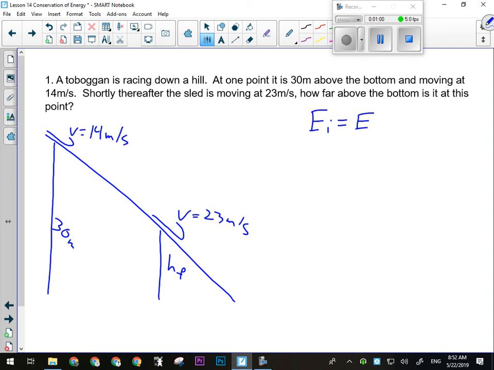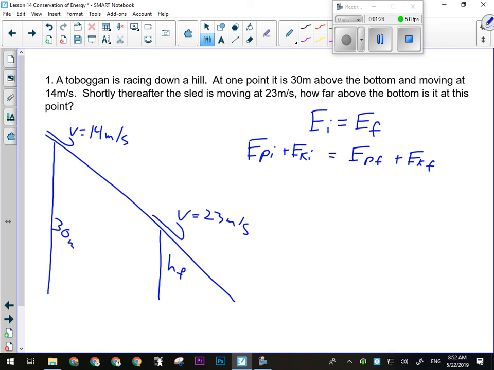All right, so we start out with this. The mechanical energy initial equals the mechanical energy final. How do we calculate mechanical energy? Right, potential plus kinetic. All right, so I go EP initial plus EK initial equals EP final plus EK final.